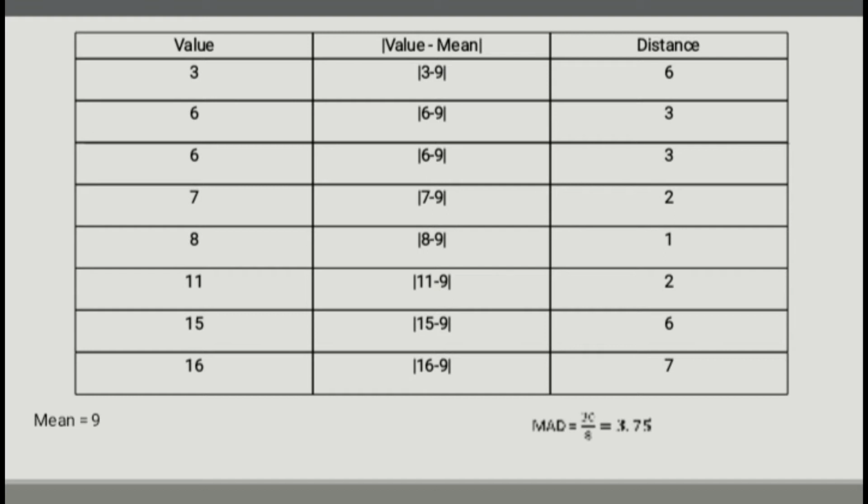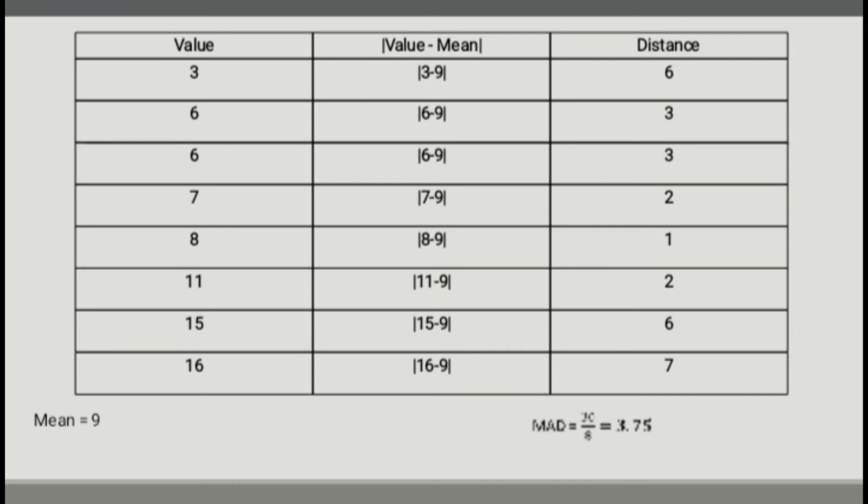So first, we are going to write the value or the given data. The given data are 3, 6, 6, 7, 8, 11, 15, and 16. We're going to get the mean of the given data. In getting the mean, we're going to add the values 3 plus 6 plus 6 plus 7 plus 8 plus 11 plus 15 plus 16 divided by how many data we have. We have 8 data. So 72 divided by 8 is 9. So our mean for the given data is 9.